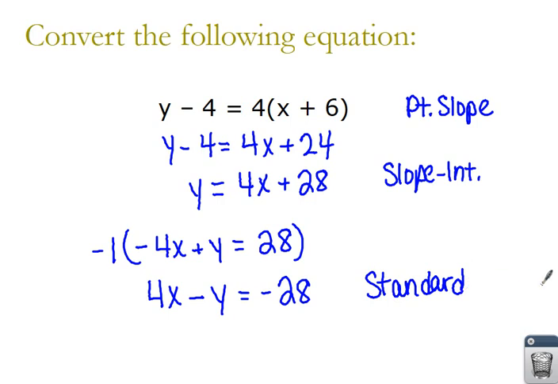Okay, another thing I'll do with standard form is we won't have any fractions. So we'll need to multiply by a denominator to get rid of fractions. Okay, this is the process that goes through. That's why we start with point slope form, because it just flows through.